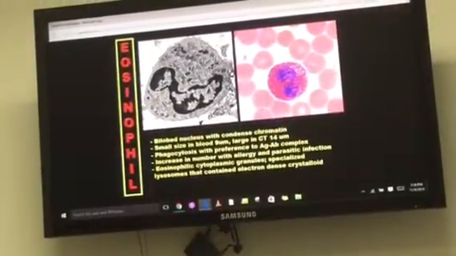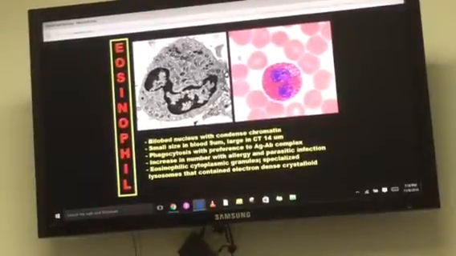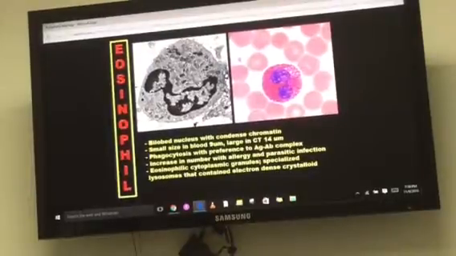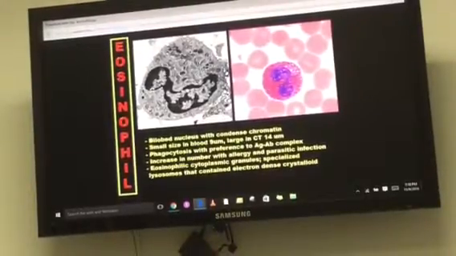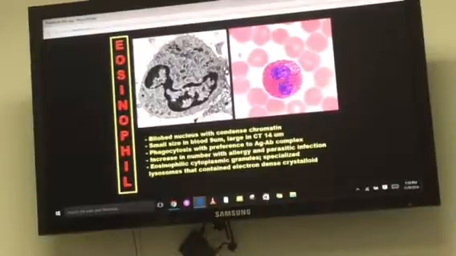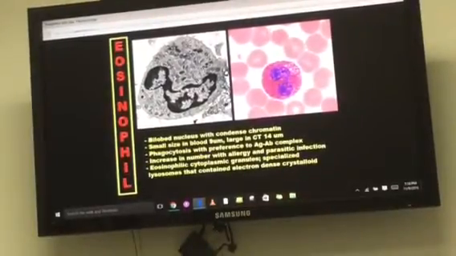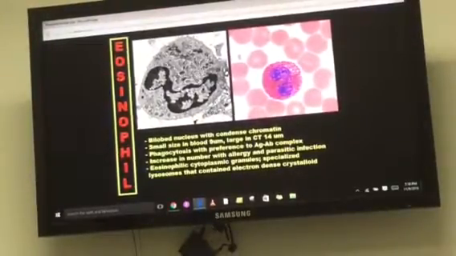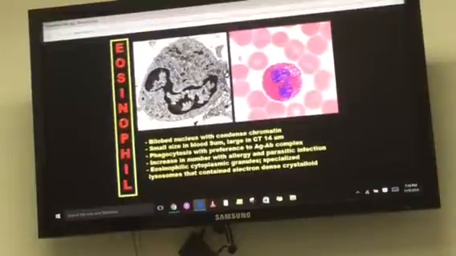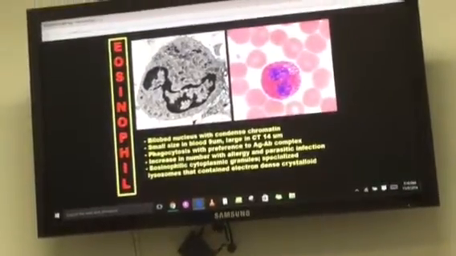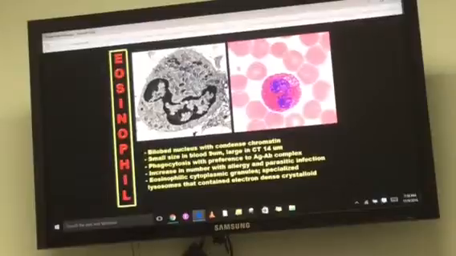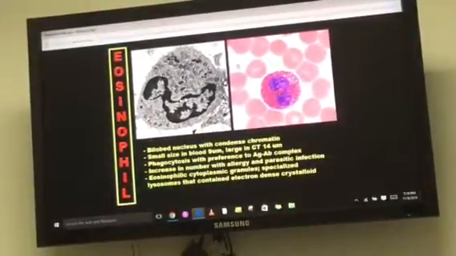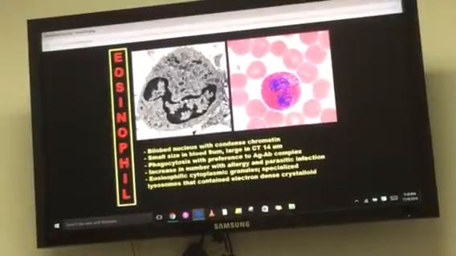Okay, and then we have eosinophils. They have a bilobed nucleus with condensed chromatin. Small size in blood, which is 9 nanometers. Large in CT, 14 nanometers. Phagocyte with reference to AG and AB complex. I'm not sure what the AG-AB complex is. Increase in numbers with allergies and parasitic infections.